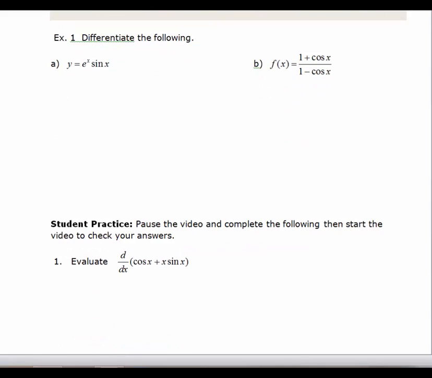So the first one, example 1, we're going to differentiate y equals e to the x sine x. I know that dy dx is equal to the first times the derivative of the second, plus the second times the derivative of the first. I am writing this out the long way. At this stage you can write the first and literally write the derivative of the second, but since we're new at this, I want to make sure you're seeing all the steps.